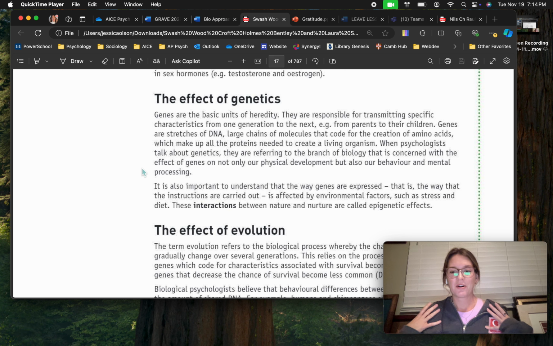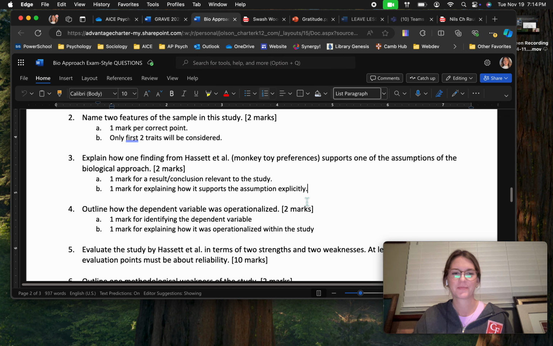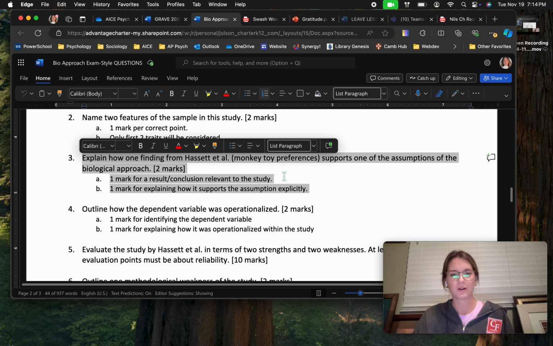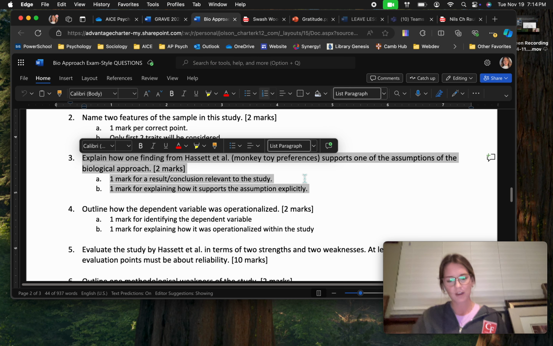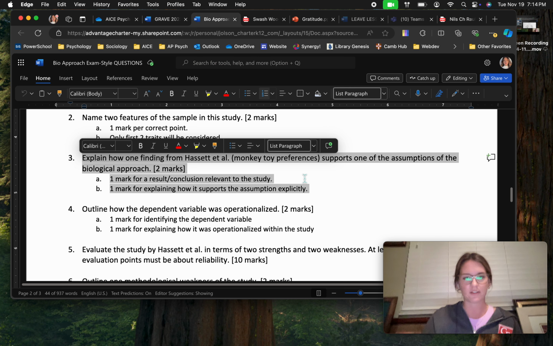Okay, and now that you've studied, I'm going to give you your bell ringer. Let's see which one we're going to choose here. Boom. Here you go. So I'm going to explain this for a second. Explain how one finding from Hassett supports one of the assumptions of the biological approach. Now, I know we haven't gone over how to answer this question yet, and it is in your packet on the front page under assumptions. But this is our opportunity to talk about this.